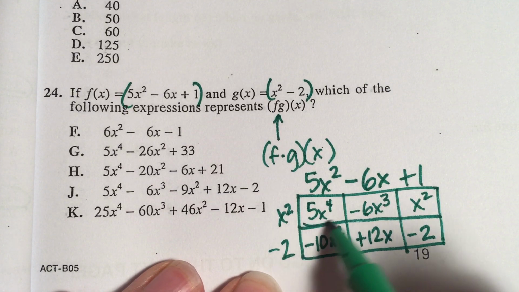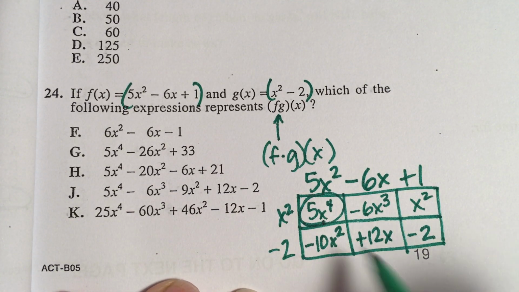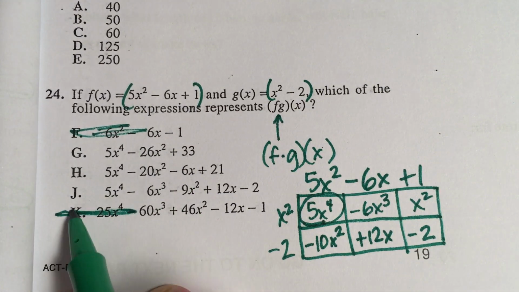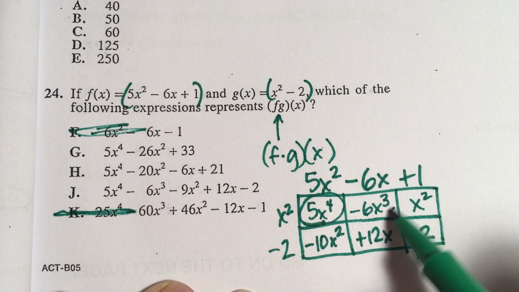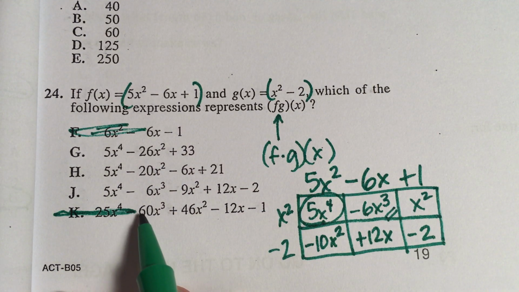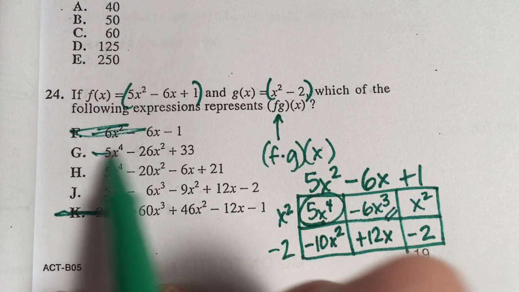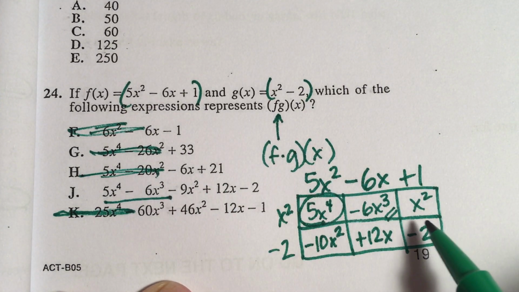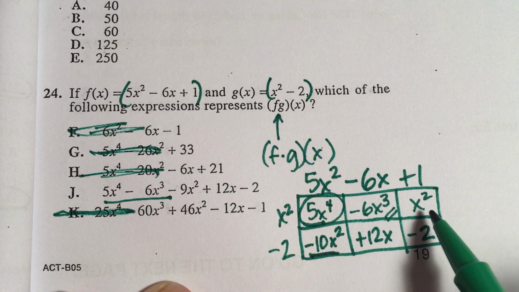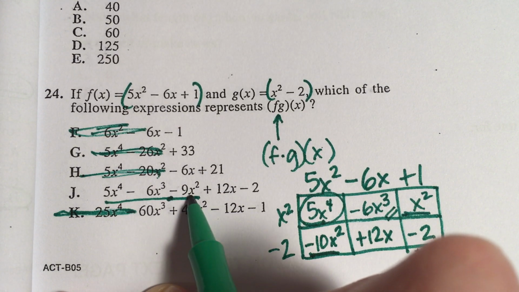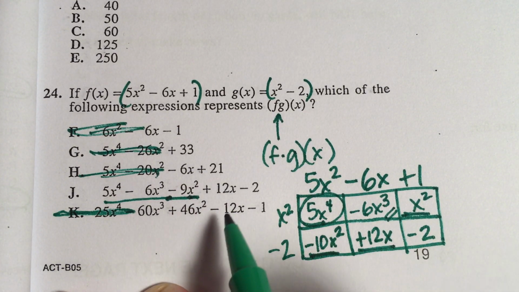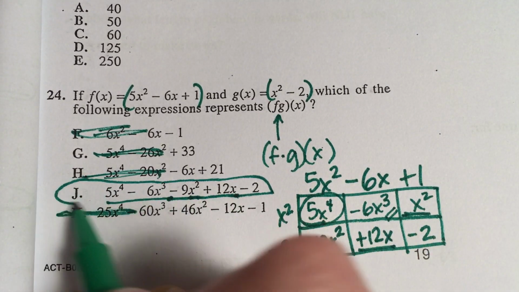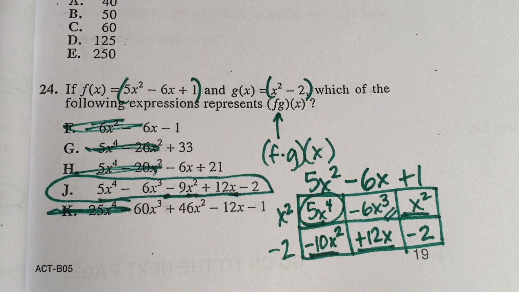I know that 5x to the 4th would be by itself. So my answer should have 5x to the 4th, not 25x to the 4th. And then it should have negative 6x to the 3rd, so it's not going to be this one, and not going to be that one. I know that negative 10 and positive 1 would make negative 9. 12x is by itself, doesn't have anything combined, and negative 2. So it looks like this is the correct answer for J there.